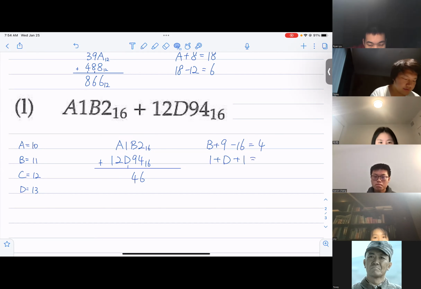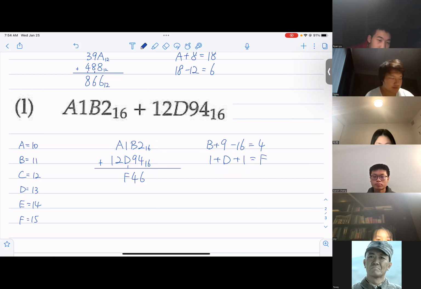The next digit is 1 plus D plus 1, right? So you can always think D plus 1 is E, and then E plus 1 is F. Or you can always go back to this number. 13 plus 2 is 15. What is 15? E is 14, right? And F is 15. And it happens to be number base 16, so it's just gonna be F. Yeah, Rika, that's correct. Very nice.